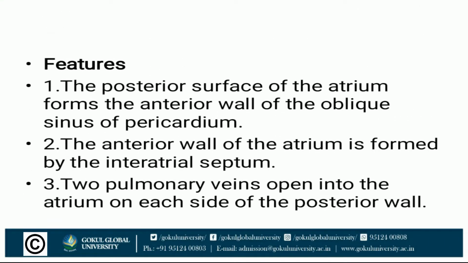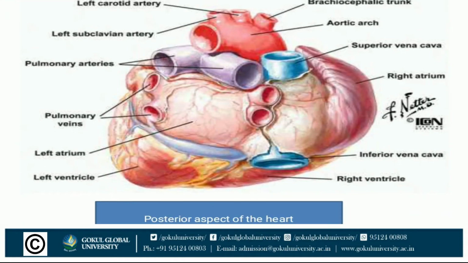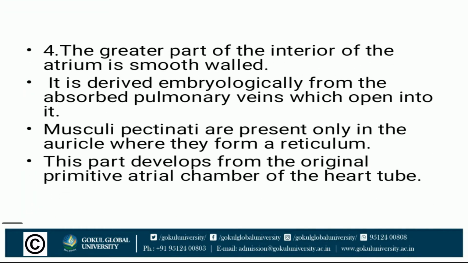The anterior wall of the atrium is formed by the interatrial septum. 2 pulmonary veins open into the atrium on each side of the posterior wall, that we have seen in the diagram. Once again, on each side 2 pulmonary veins open into the atrium.